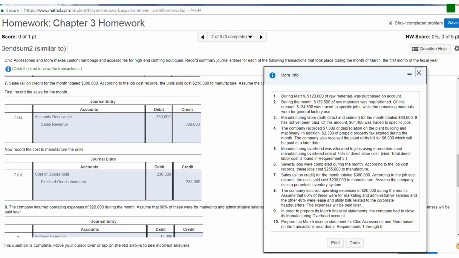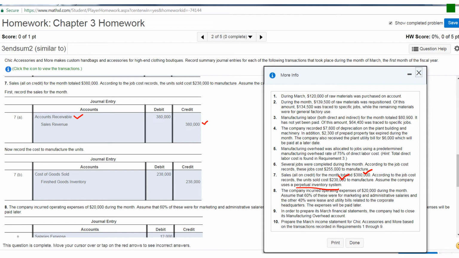All right, this is going to be transaction number 7. It's on your sales. So we've got sales all on credit for the month for $380,000. According to the job cost records, the units sold cost $238,000 to make. Assume the company uses a perpetual inventory system. So 2 separate entries, one to deal with the sale and the other one to update the inventory. So the actual sales are pretty simple. This is just like financial accounting. Debit accounts receivable, credit sales revenue for $380,000.